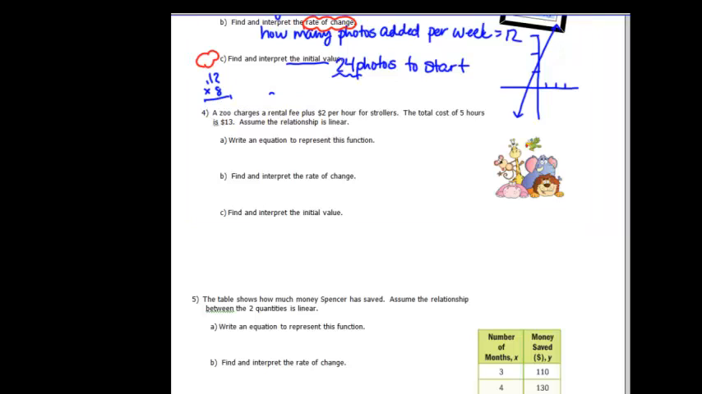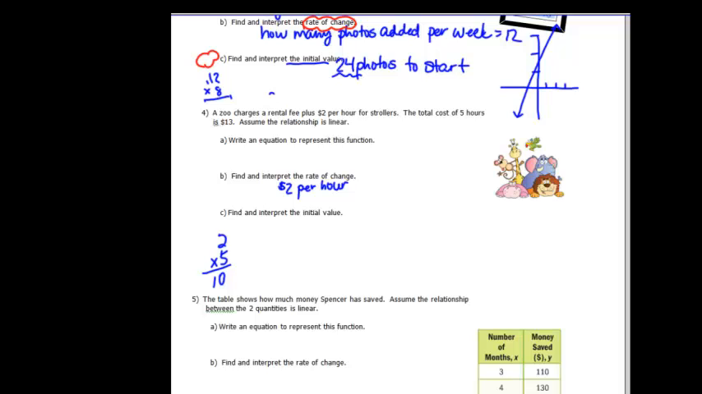A zoo charges a rental fee plus $2 an hour for strollers. The total cost is $13. Assume the relationship is linear. So what do you think the initial value is? Well, we know what the rate of change is. They're telling us. You all think about it now. What is the rate of change? It is the $2 per hour, right? So that cost, $2 per hour times 5 hours would give me 10.